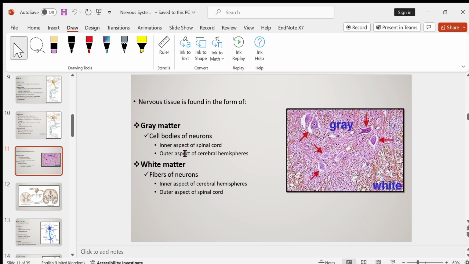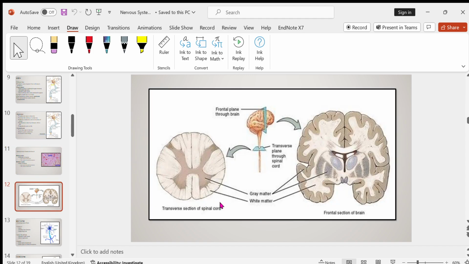And why is gray matter gray? Because it has no myelination. And why is the white matter white? Because the axon is myelinated and the myelination appears white to the eye.